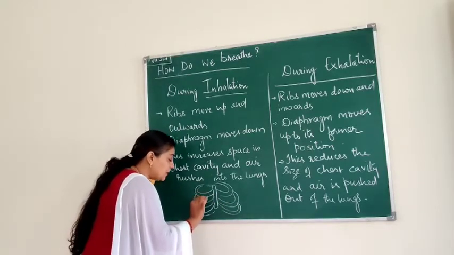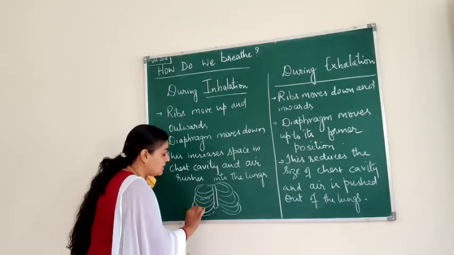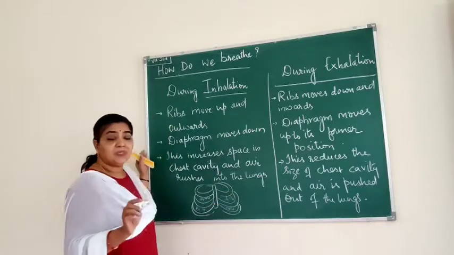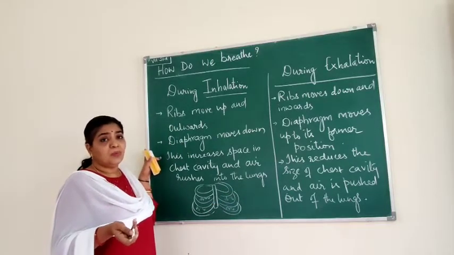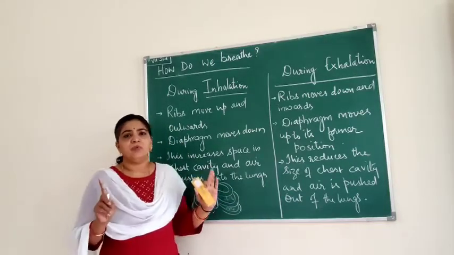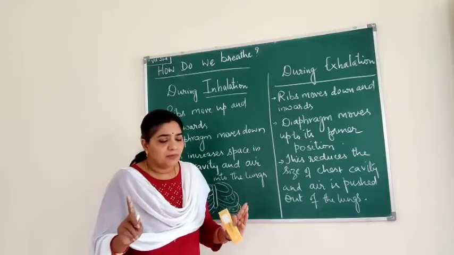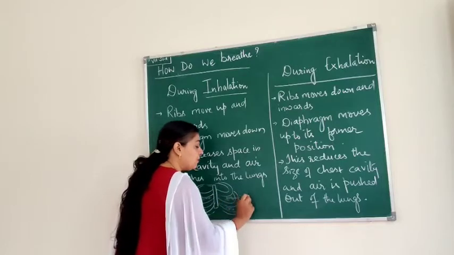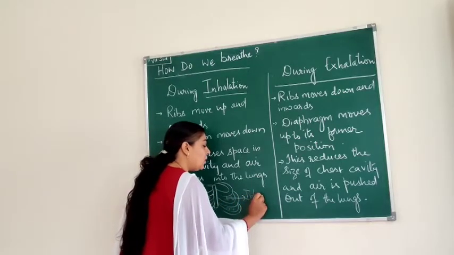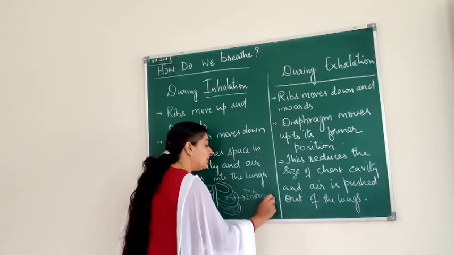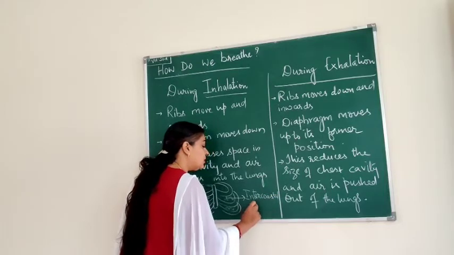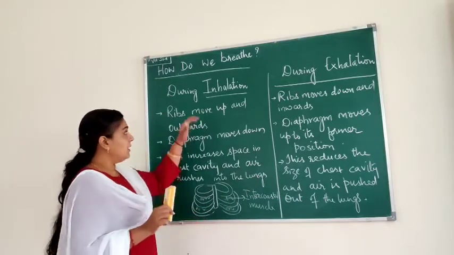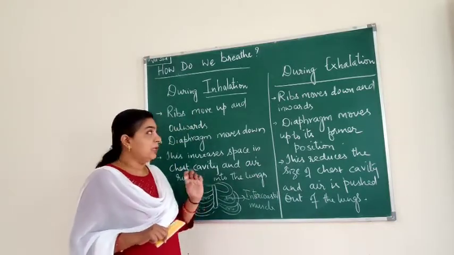Between the ribs there is a muscle, the presence of muscles, that you should remember, because ribs are made up of bones. Bones do not move, right? Wherever we see movement, it should be made up of muscles, right? So between the ribs there is muscle, and this muscle is called intercostal muscle. It is called intercostal muscle. Okay, now that you have understood, let us see what happens during inhalation.